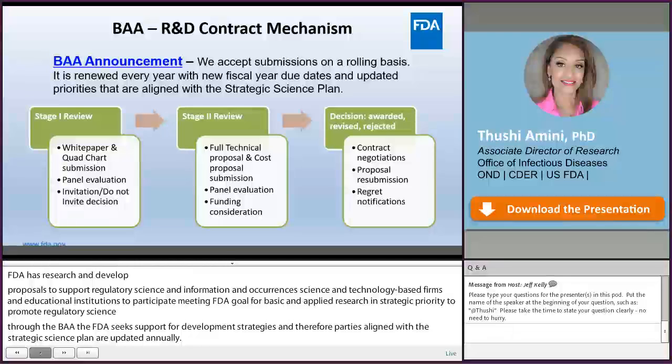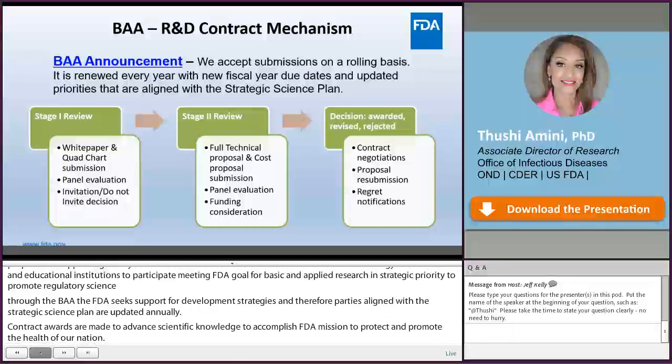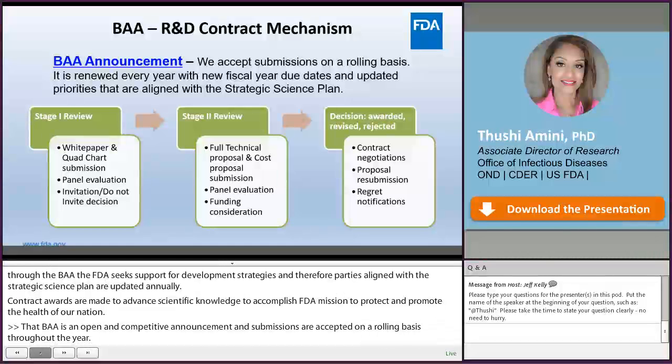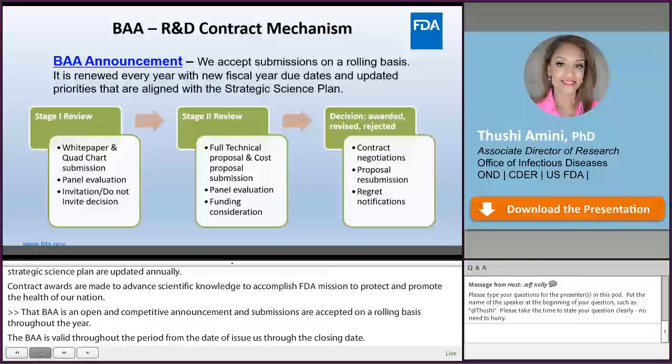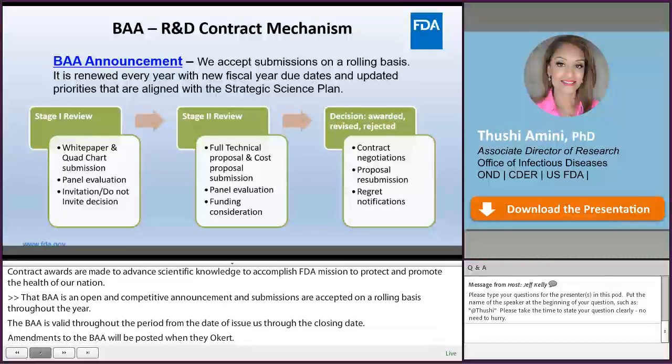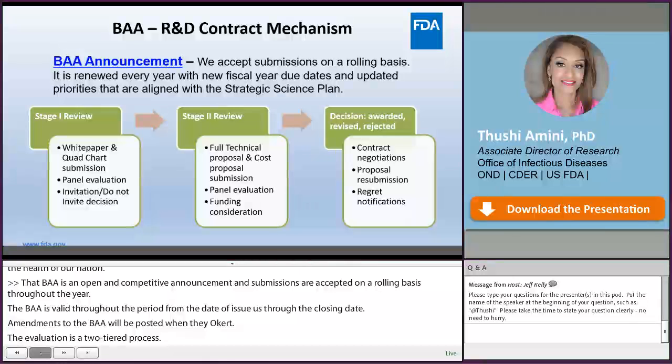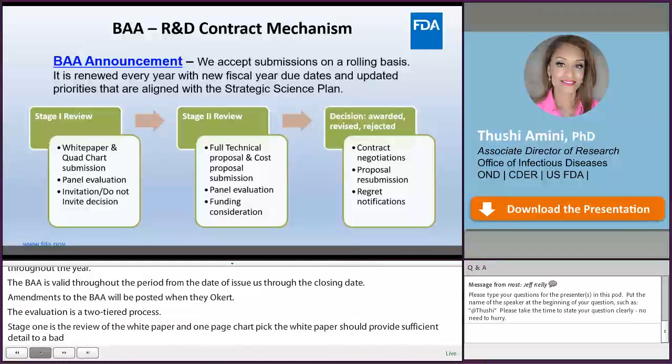The BAA is an open and competitive announcement, and submissions are accepted on a rolling basis throughout the year. The BAA is valid throughout the period from the date of issuance through the closing date. Amendments to the BAA will be posted when they occur. The evaluation is a 2-tiered process. Stage 1 is the review of the white paper and 1-page quad chart. The white paper should provide sufficient detail to allow evaluation of the concept's technical merit and its potential contribution to the FDA mission. A technical panel will evaluate both the white paper and quad chart, and if favorable, the offeror will be invited to submit a full proposal.